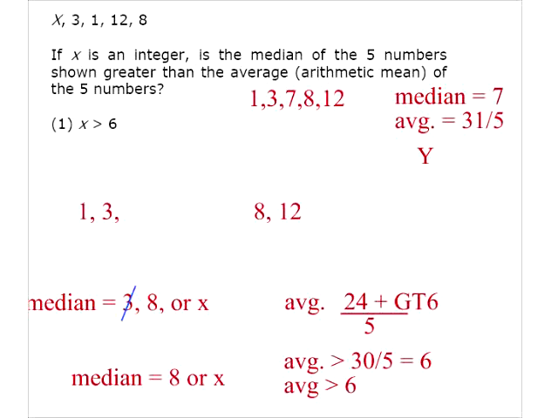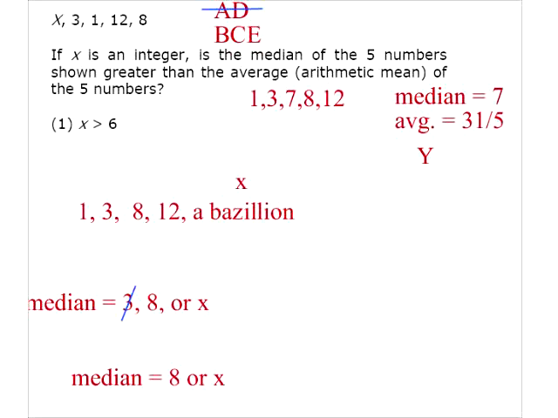So if we say that 8 is going to be our median, then we can make x basically, I'll go with the real number called a bazillion. And if x is a bazillion, then the average is going to be bigger than 8. So this is insufficient. We should have our A, B, B, C, E grid down and get rid of it. All right, let me get rid of some of this. And let's look at statement 2.